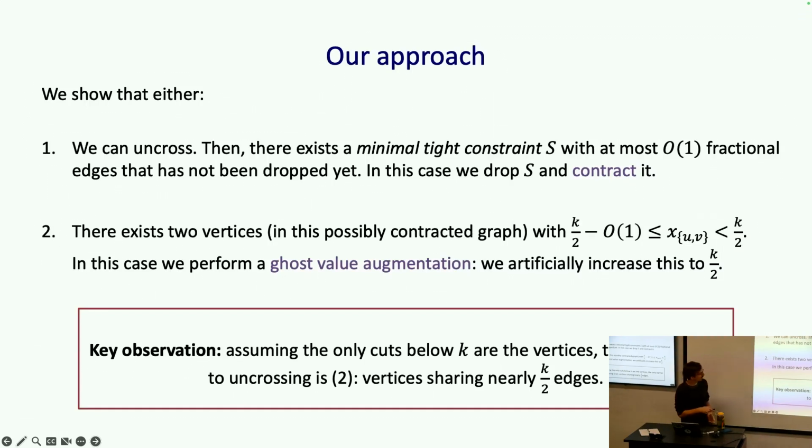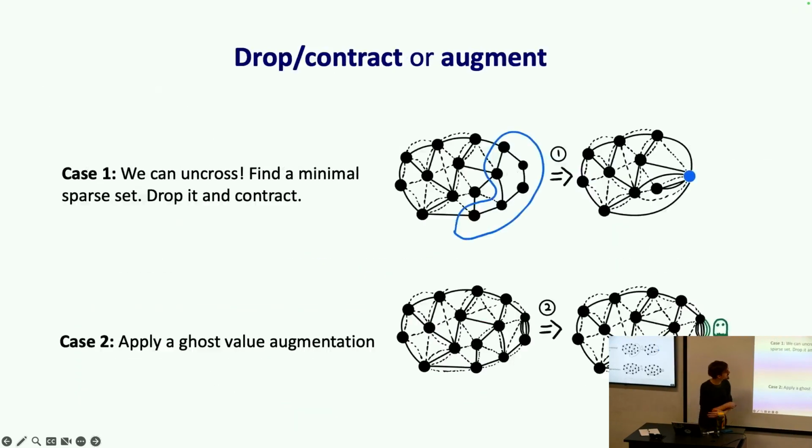Yeah, and so why do I get to assume that the only cuts below k are the vertices? You shrunk them. It's because I contracted, exactly. So it's because in this first step, we actually contracted the set. Okay. And once you've contracted it, do you know at that point that the stuff that you contracted away is all okay? So that is, we have to prove it, but it is true.